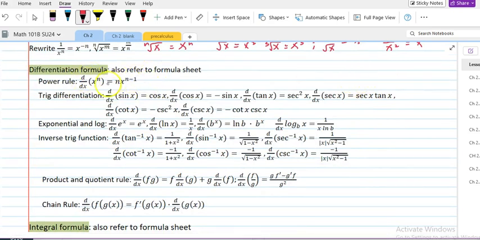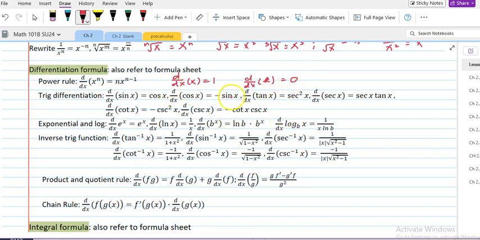So the next thing is about differentiation or derivative formulas. The main thing is the power rule. d dx of x to the n is n x to the n minus 1. And d dx of x, which is x to the 1, would equal 1. And d dx of a constant, where k is a constant, would be 0. So we can add these two.